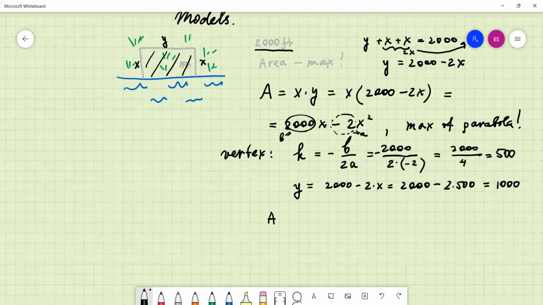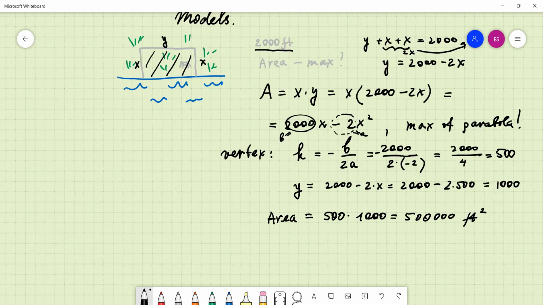And the area, let me write down the area actually. Area is x times y, right? x is 500 and y is 1,000. And that's going to be 5 with 5 zeros: 500,000 square feet. Okay, that's the maximum area we can do.